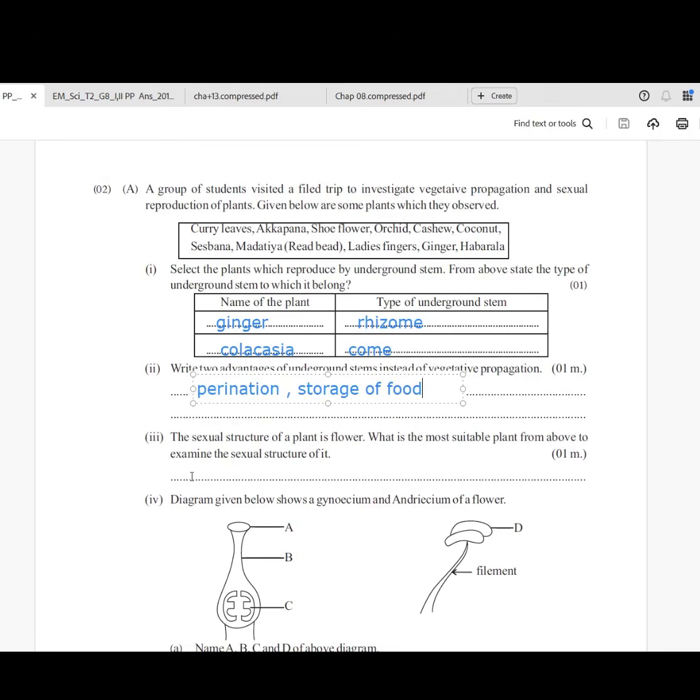The sexual structure of a plant is the flower. What is the most suitable plant from above to examine the sexual structure of it? Answer: shoe flower. We always take shoe flowers to observe those parts.